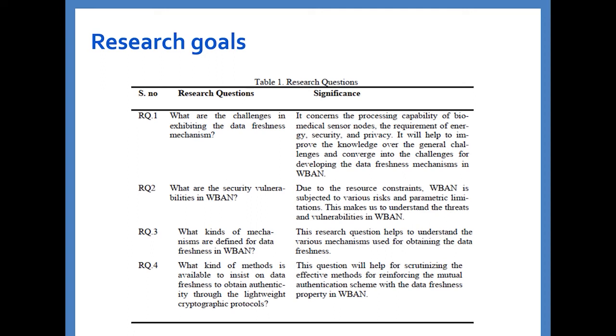Then what are all the security vulnerabilities present in WBAN is the second research question, which is highly concentrated on the threats and vulnerabilities that are caused due to the poor authenticity in wireless body area network. So we have to concentrate on this question, and then what kind of mechanisms are defined for data freshness in WBAN.